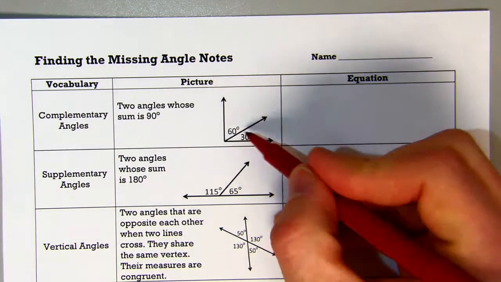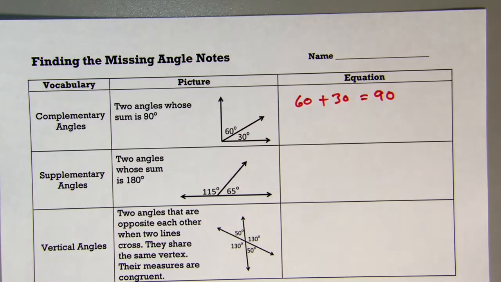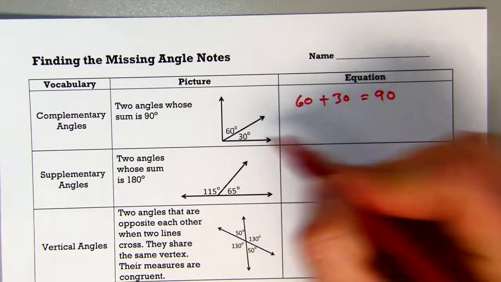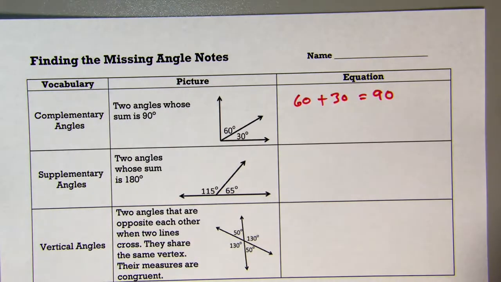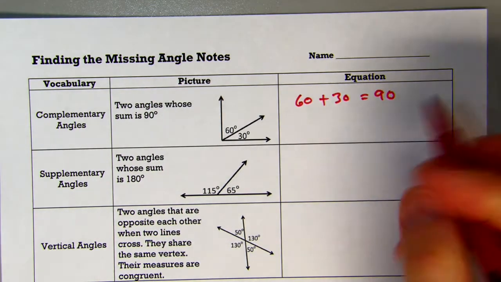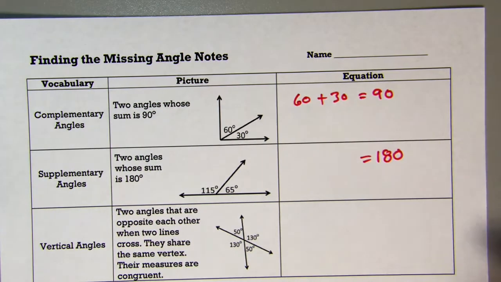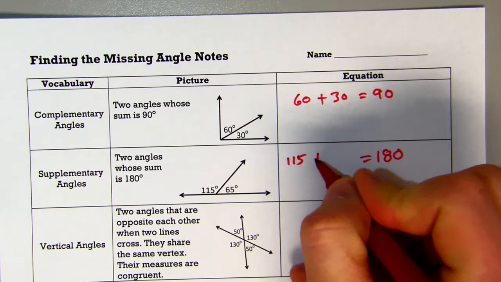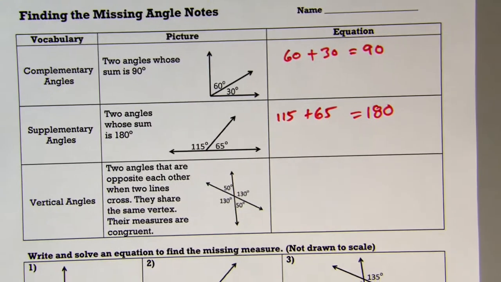So our equation for this one would be 60 degrees plus 30 degrees is equal to 90 degrees. Okay. And there's no missing terms there, so we're just checking to make sure that works. And for our supplementary, we have anything that's going to equal our 180 degrees. And so in this case, we have our two angles of 115 and 65. And then we have our vertical angles.